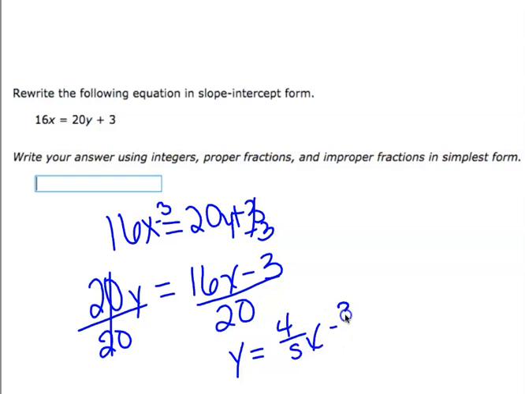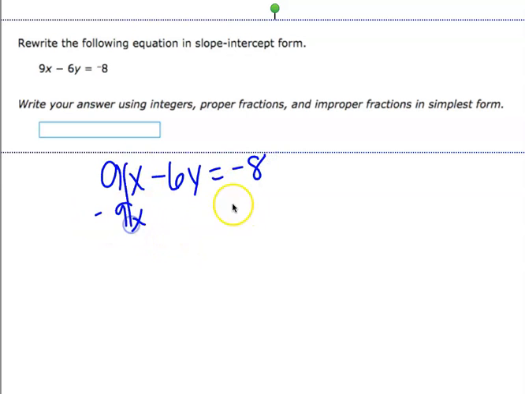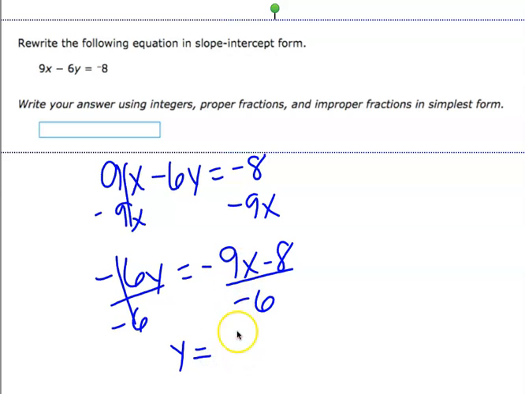The last example for Y11, same thing. You want it in y equals mx plus b. So you subtract 9x from both sides. You get -6y equals -9x minus 8. You divide by -6 on both sides. So you get y equals, and you can simplify. So this becomes 3/2 x plus 4/3. Okay. And that's it. That is in slope-intercept form.